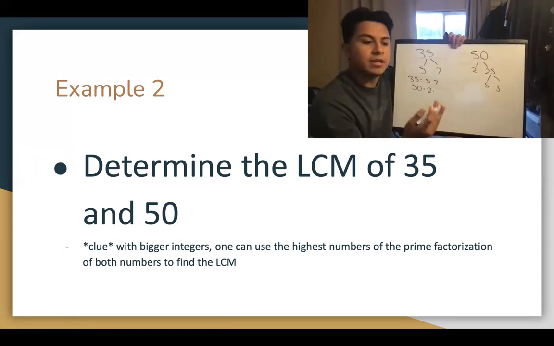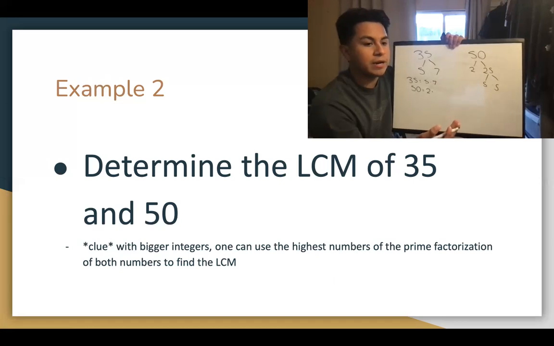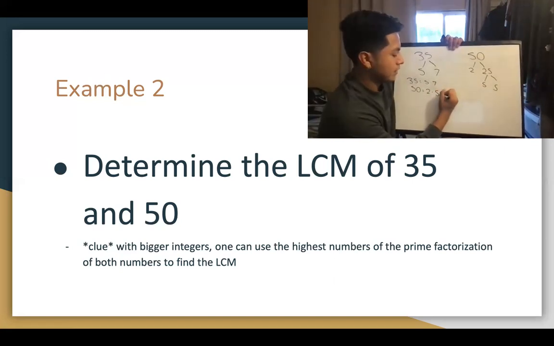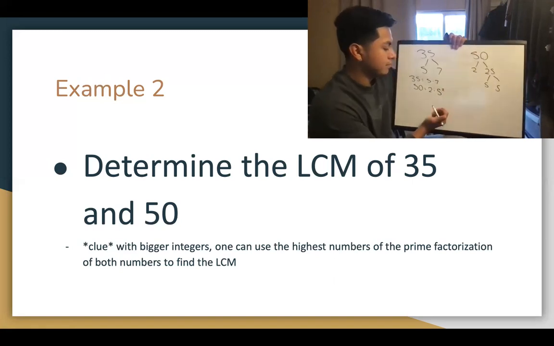But in order to make our notes more simple, we're going to write it as 2 times 5 squared, with the power of 2, since 5 to the power of 2 would be 5 times 5. So let me write it out for you. This would basically be the same thing as writing 5 squared.